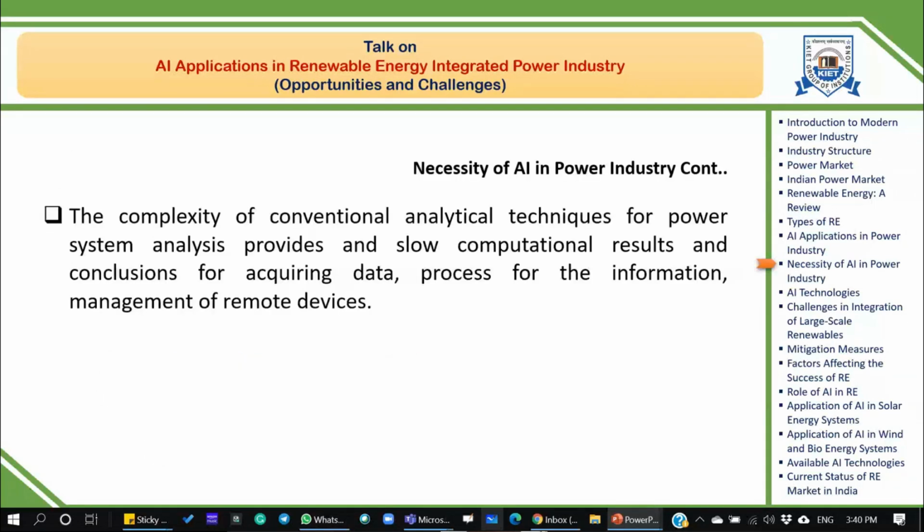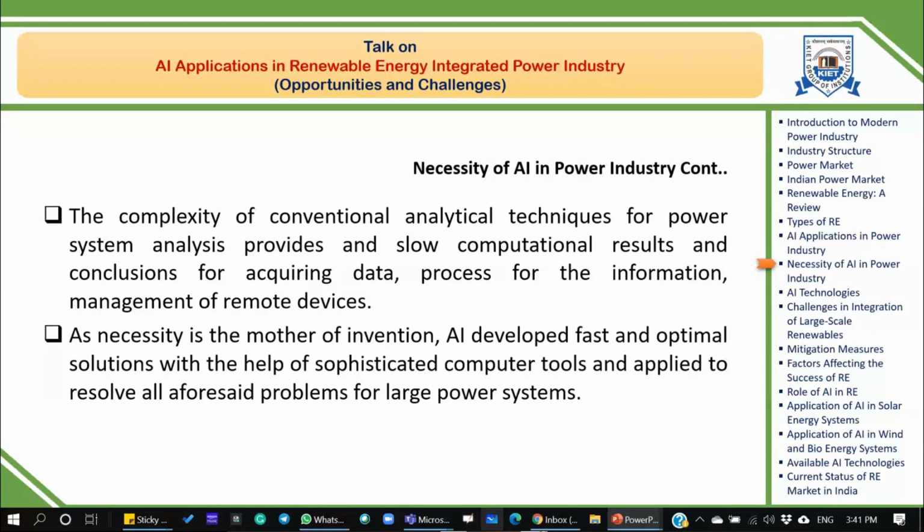Second, the conventional analytical techniques for power system analysis are complex and provide slow computational results and conclusions for acquiring data, processing information and managing remote devices. Conventional analytical techniques are slower and sometimes take more time to reach a conclusion for getting data, processing information or applying management for remote control devices. That's why AI is more useful in that direction.